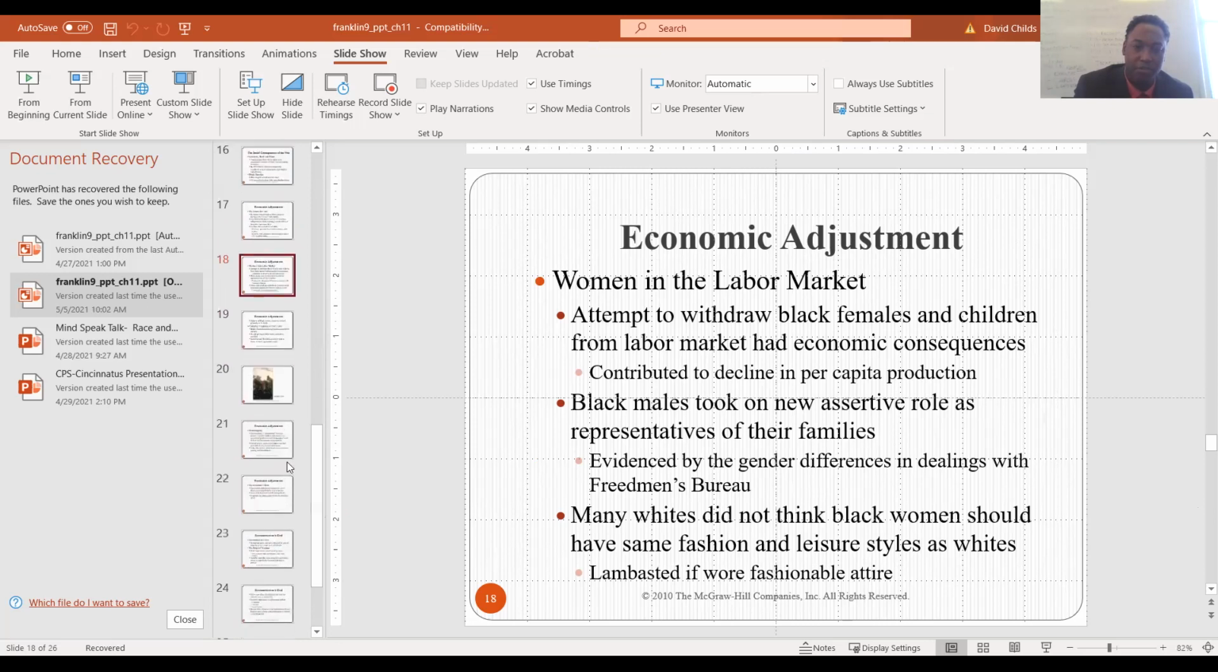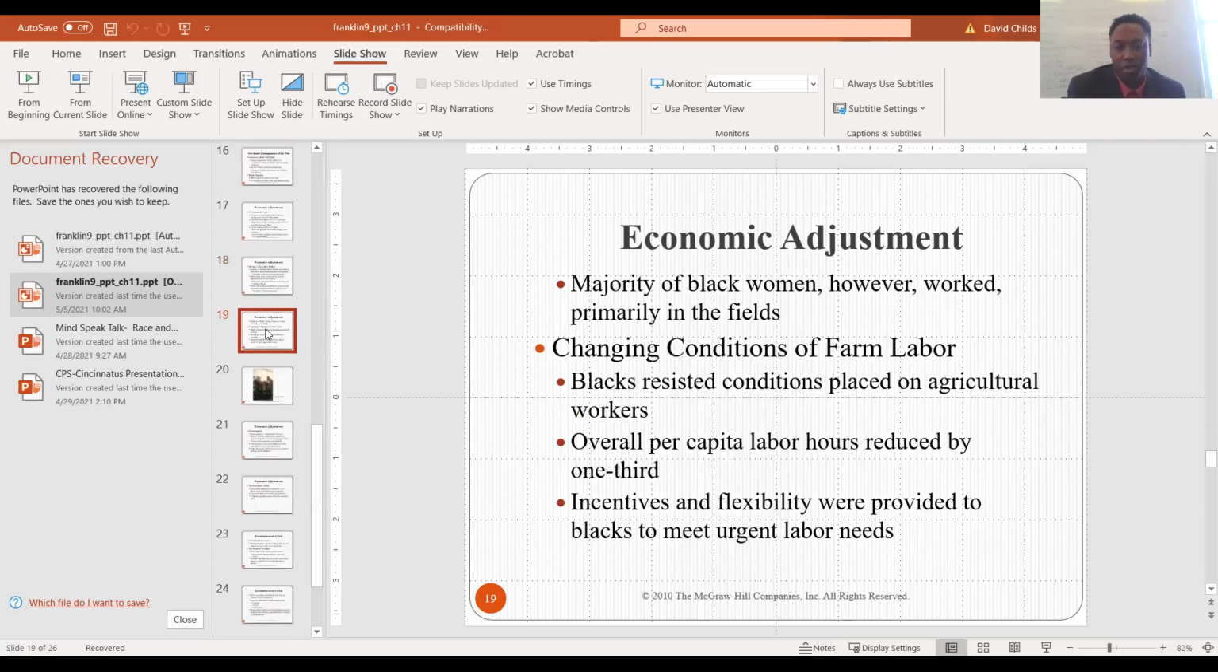Let me wrap this up. I got a couple more I want to go over. The majority of Black women, however, worked primarily in the fields. The changing conditions of farm labor: Blacks resisted conditions placed on agricultural workers. Overall, per capita labor hours were reduced by a third. So what that means is, well, let me read this too. Incentives and flexibility were provided to Blacks to meet urgent labor needs.